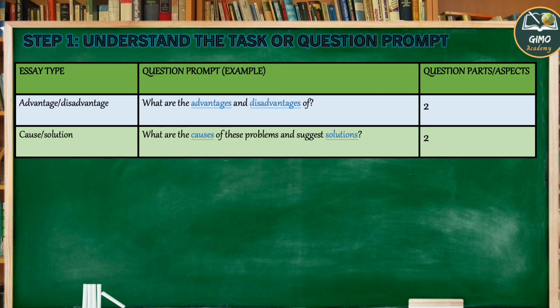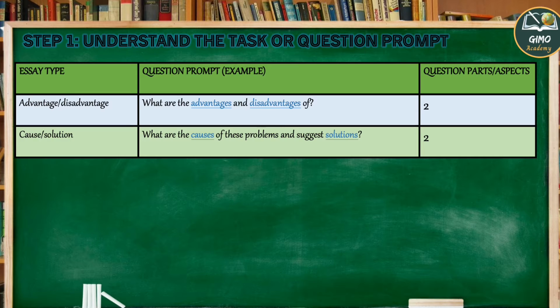Let's move on. The second type of essay is the so-called cause and solution essay. This kind of essay asks you to talk about the causes and then provide a solution to a problem. For example, what are the causes of these problems and suggest a solution. How many parts does this kind of essay have? Only 2.